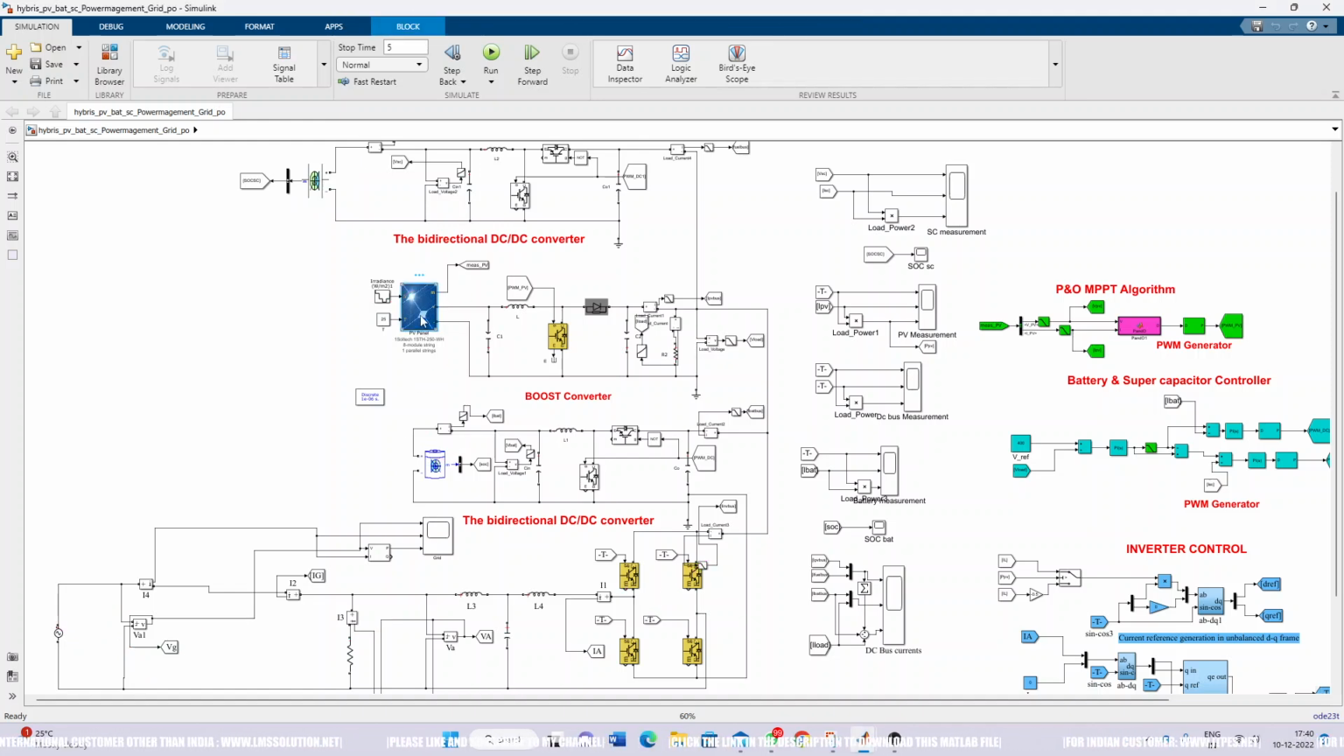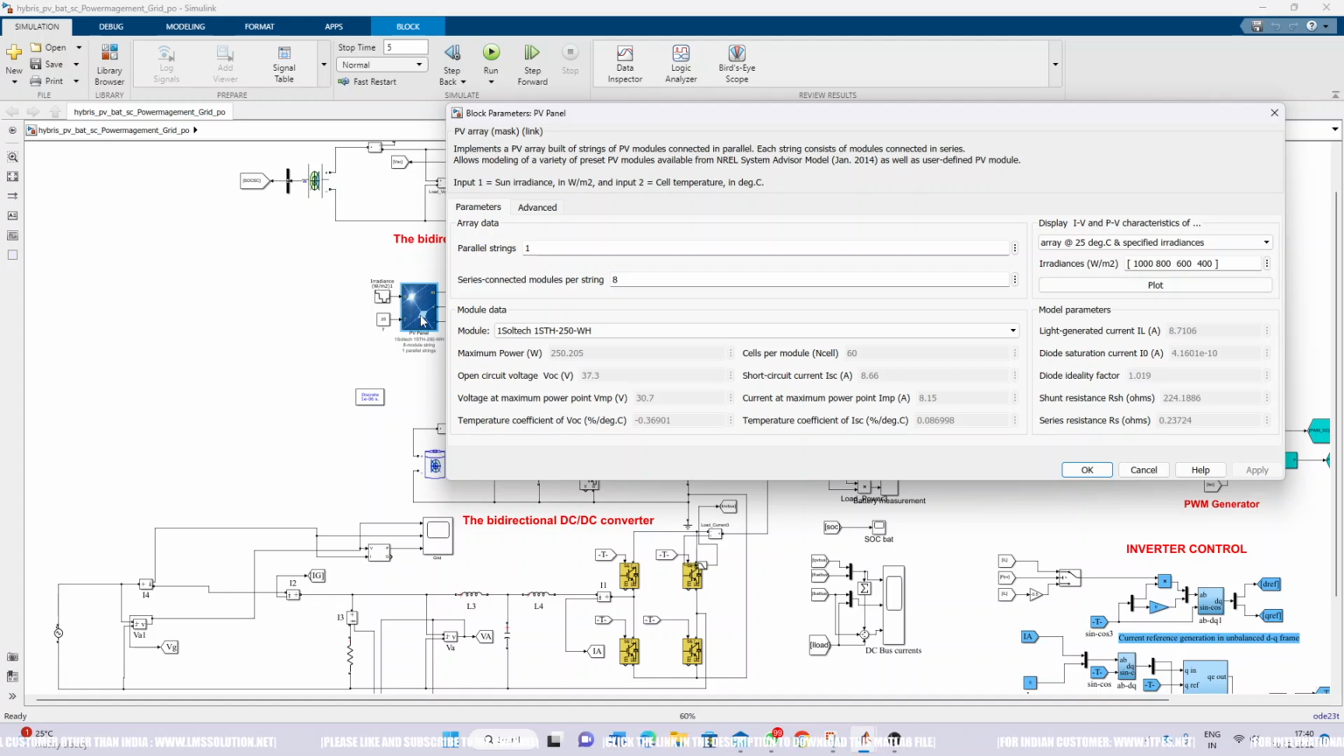Here we are using a 2000 watts PV panel. That means the single panel power will be 250 watts, and here we are using 8 panels in series, so totally it can generate 2000 watts. Single panel voltage will be 30.7, so the terminal voltage of the PV panel will be 30.7 into 8.